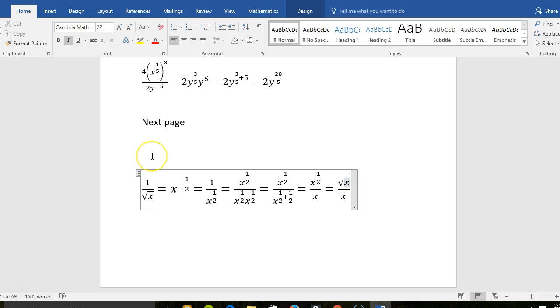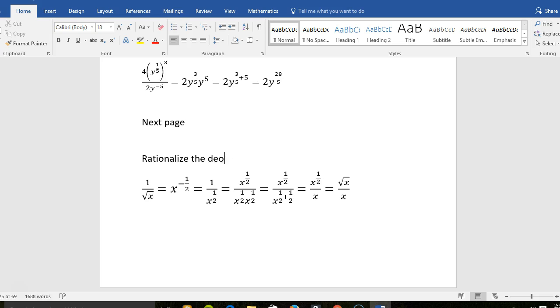The instructions for this would be to rationalize the denominator and put everything in radical form. That would be the instructions, if that's what your teacher, or professor, or whoever would tell you to do.